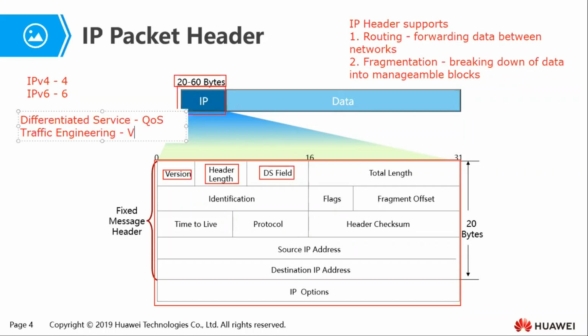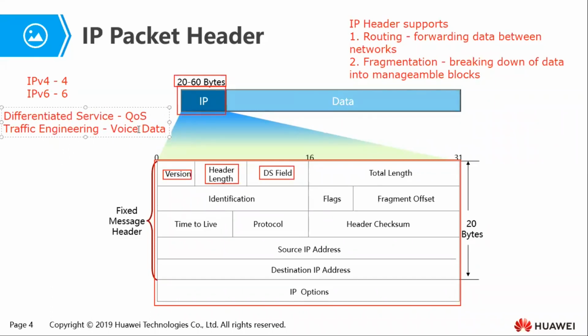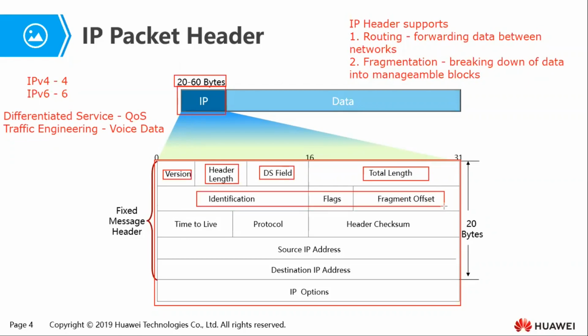So for example, things like voice data which is live, video data which is live, they are given higher priority compared to the other kind of data. So that is achieved through the differentiated service field. Then you have the total length, which also gives the total length of the entire packet. Then we have these three fields here, which I'm going to talk about later. But just to mention, these three fields are the ones that support fragmentation. So I'm going to talk about them in a coming slide.